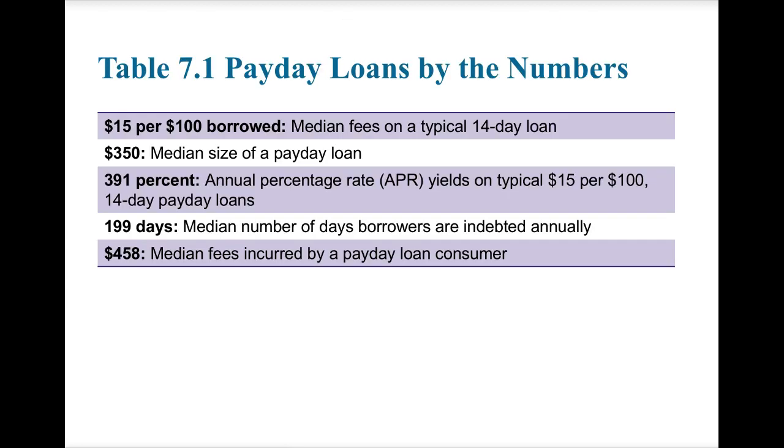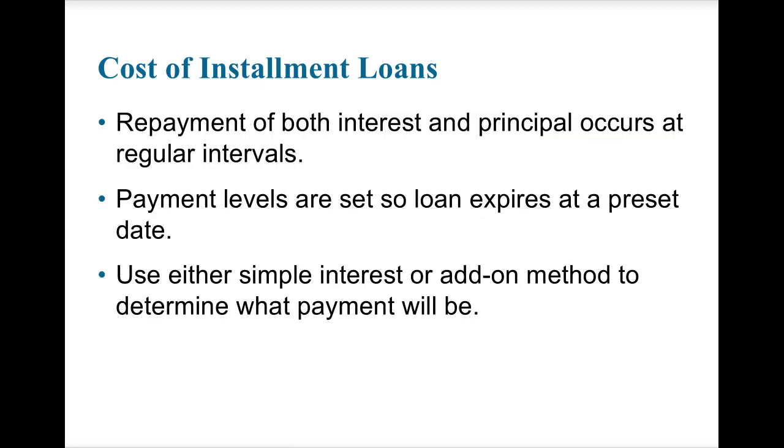So let's look at these by the numbers. Say $15 for every $100 you borrow for 14 days. The median size of a payday loan is $350. So it's a 391% annualized rate on a typical $15 per $100 for a 14-day period. If you do that on the annualized percentage, it's just an incredible percent of interest. It's just terrible.